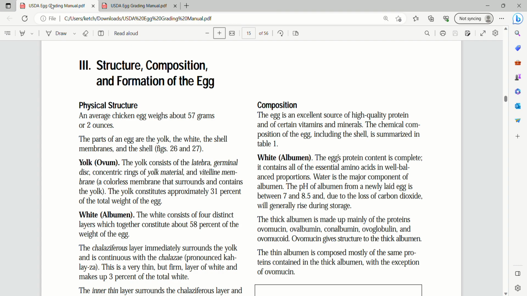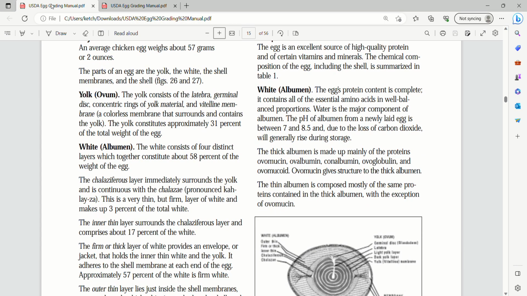White, albumen. The white consists of 4 distinct layers which together constitute about 58% of the weight of the egg. The chalaziferous layer immediately surrounds the yolk and is continuous with the chalaza, pronounced kuh-LAY-zuh. This is a very thin but firm layer of white and makes up 3% of the total white. The inner thin layer surrounds the chalaziferous layer and comprises about 17% of the white.